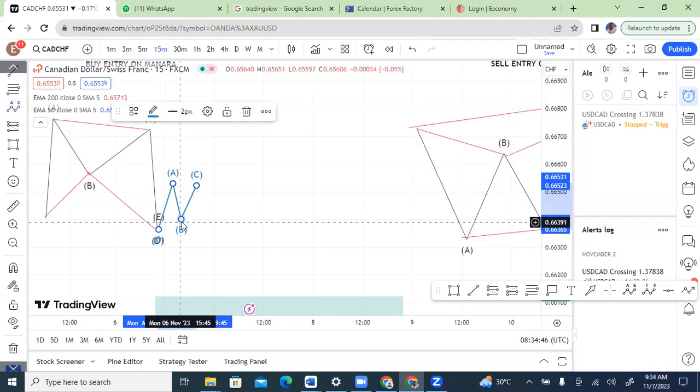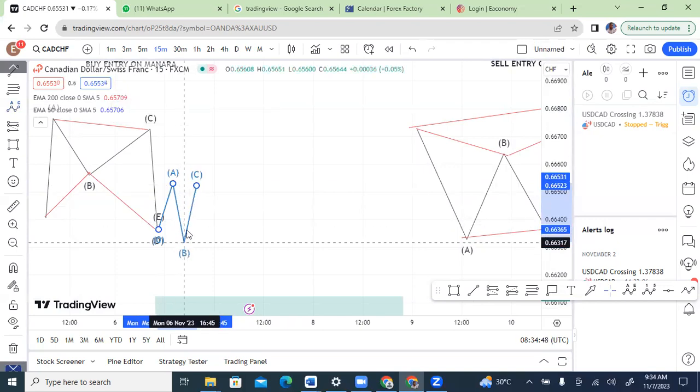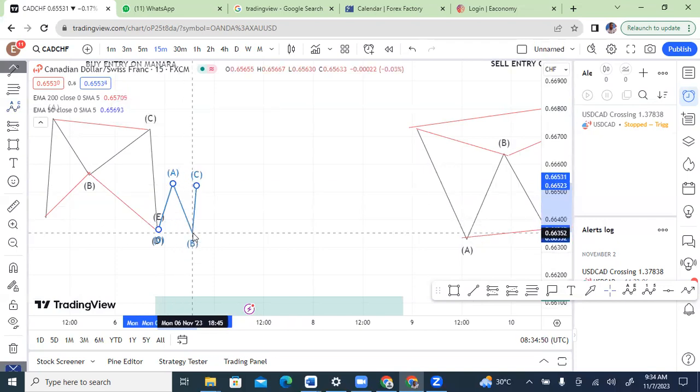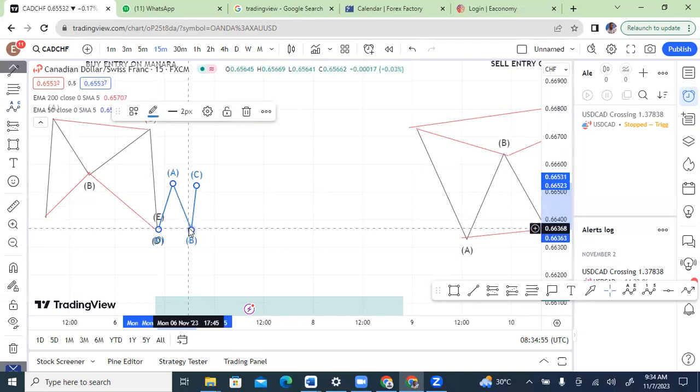Sometimes the second leg might be a perfect double bottom. Is that clear? It can be a perfect double bottom, a W. So it's more like W and M. I'm telling you, you should only be trading W's and M's when Manara gives you an entry. Is that clear? Only W's and M's.